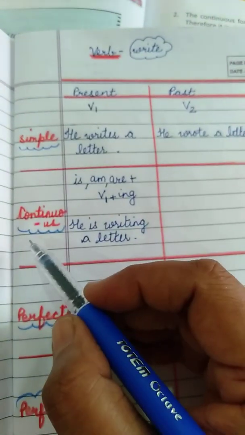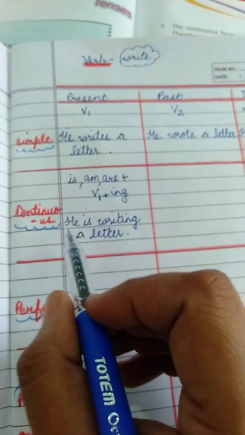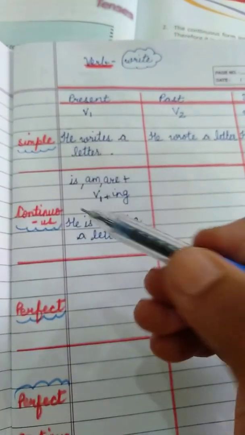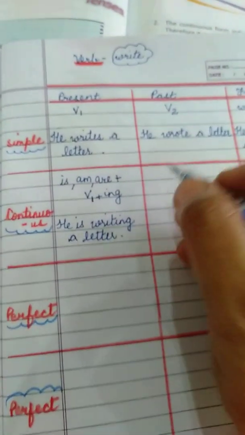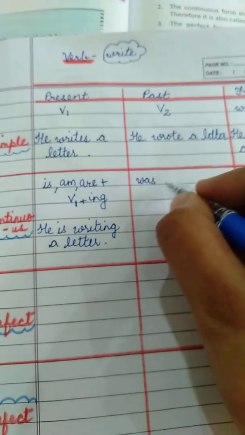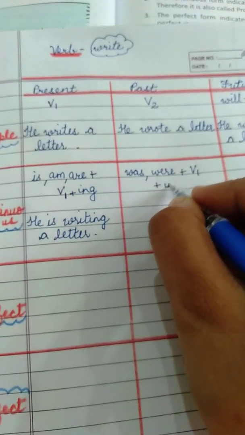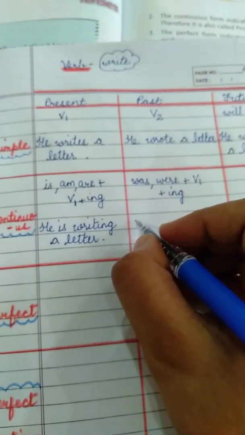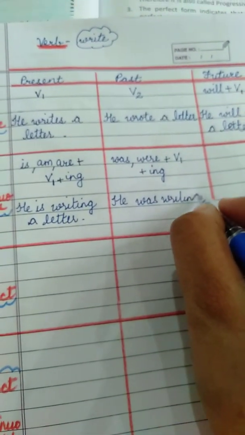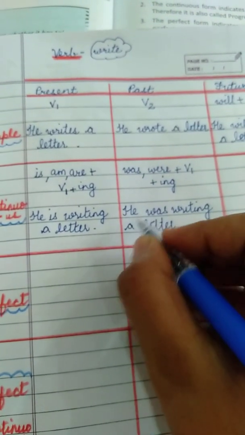Now for past continuous. Continuous always indicates that the action is in progress and still going on. But this is about the past. So in the past time, that time it was in progress. So to explain the past continuous tense, here we use the verb was, were, plus the verb's first form and ing, because continuous tense is there. So this is going to be: He was writing a letter.